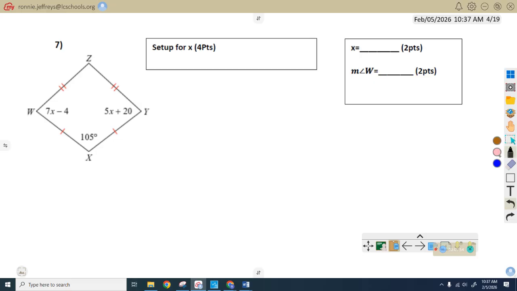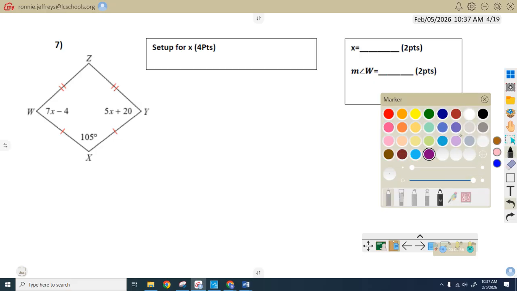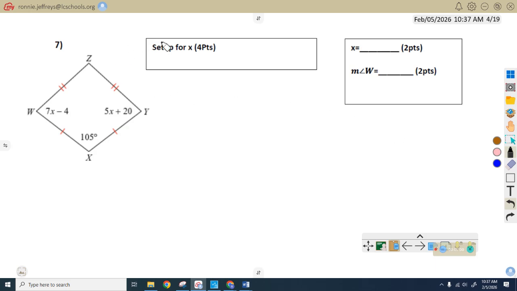Now, in a kite, by the way, one test has the actual name of the quadrilateral on there. On a kite, the opposite right here, these are actually congruent.